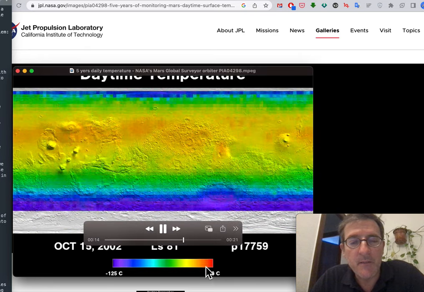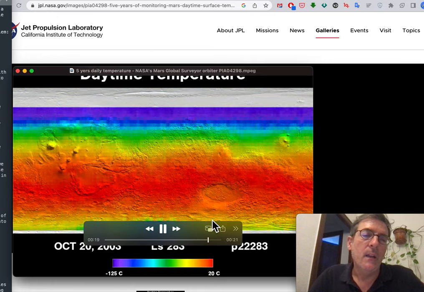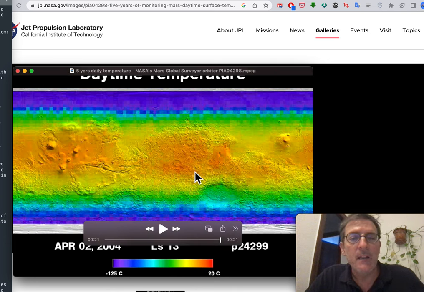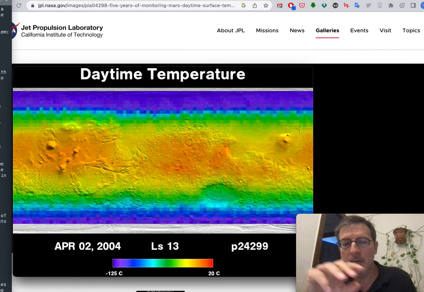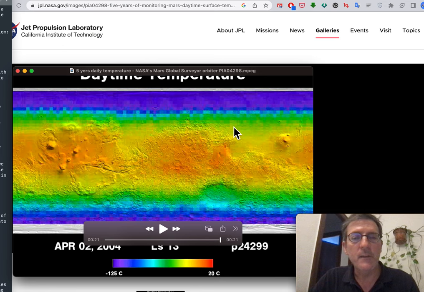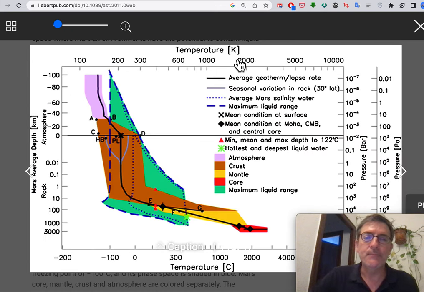You see temperatures sometimes reach above 0 Celsius on the surface, but this is, as I say, during the day. Now, these seasonal effects, this temperature distribution, much colder at the north and south poles than at the equator, are of course relevant in order to predict what the temperature is at depth.